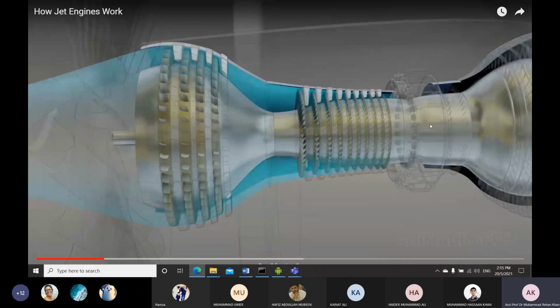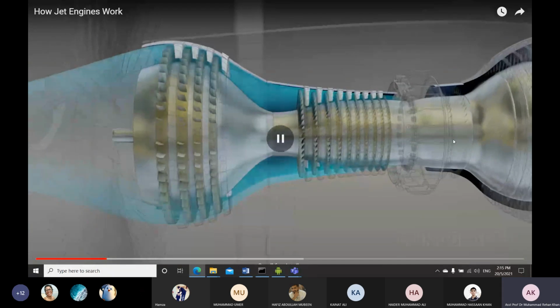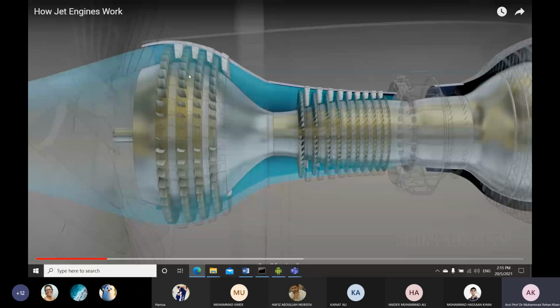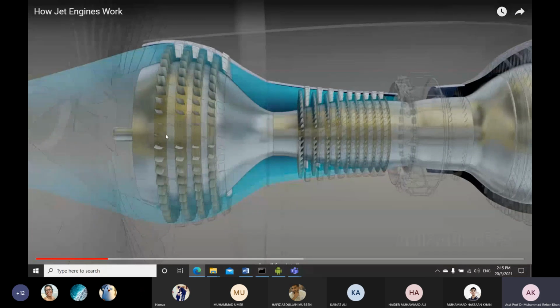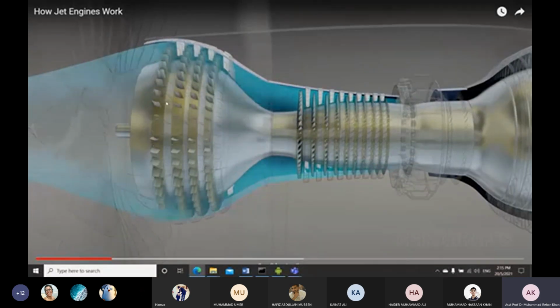This is how gas turbines look. This is your compressor section. This is your combustion section, and then there is a turbine section. If you notice, your compressor section consists of several blades. There are two sets of blades. The first set is the revolving one, which is continuously revolving, and the second set is stationary.